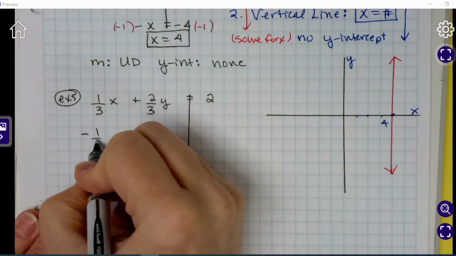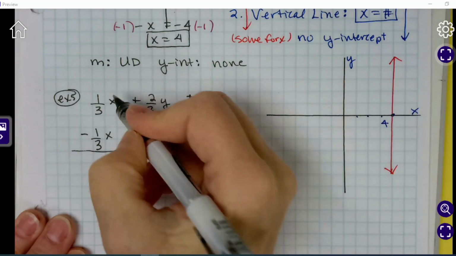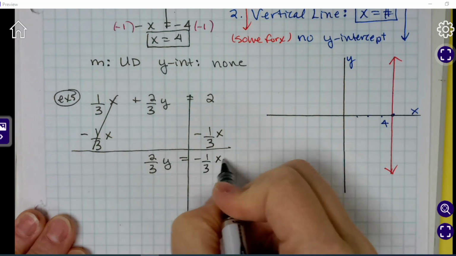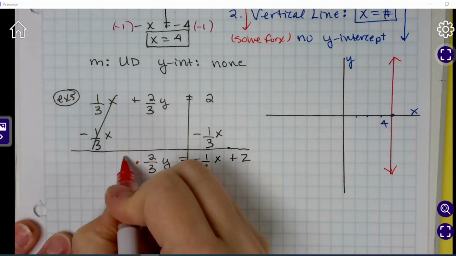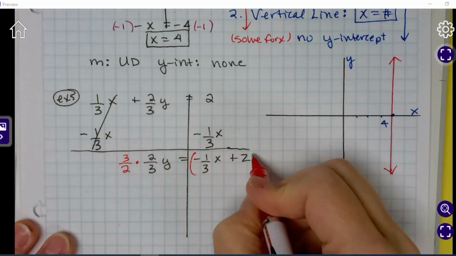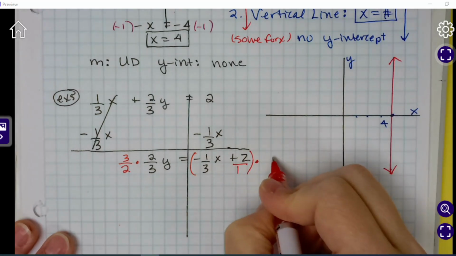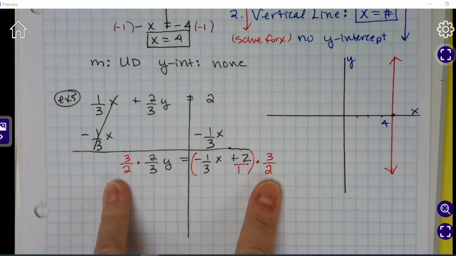So we're going to subtract 1/3 x from both sides. That leaves you with 2/3 y equals -1/3 x plus 2. All right, y's are left, non-y's are right. Go to step 3, get the y by itself using the reciprocal. The reciprocal of 2/3 is 3/2. So put the entire right side in parentheses, put the 2 over its invisible 1, and we're going to multiply everything on the right by the same thing. You always multiply both sides of an equal sign by the same number.